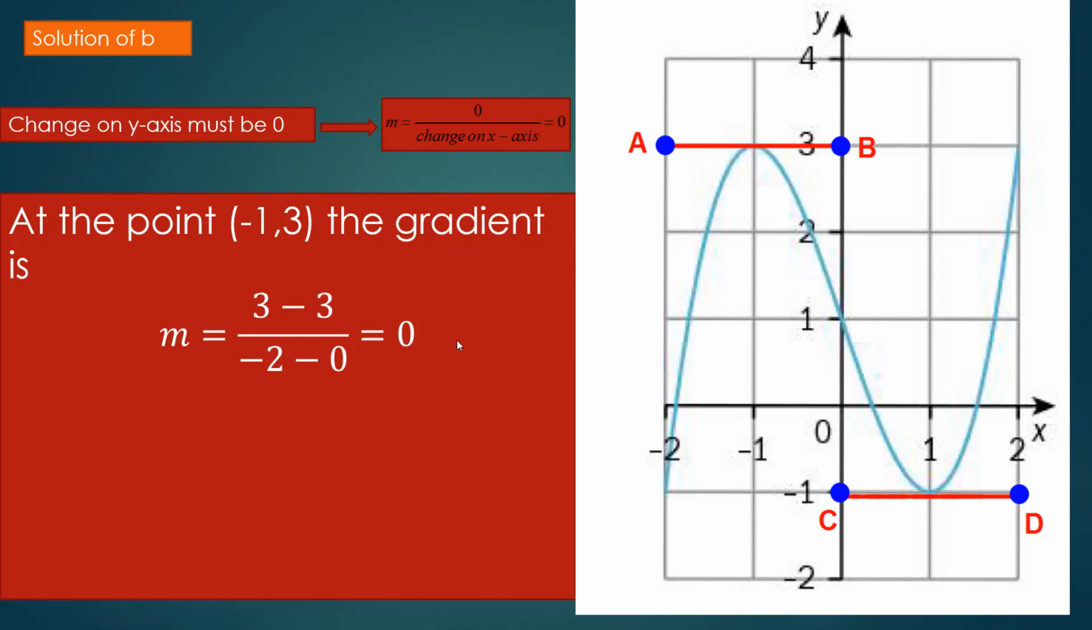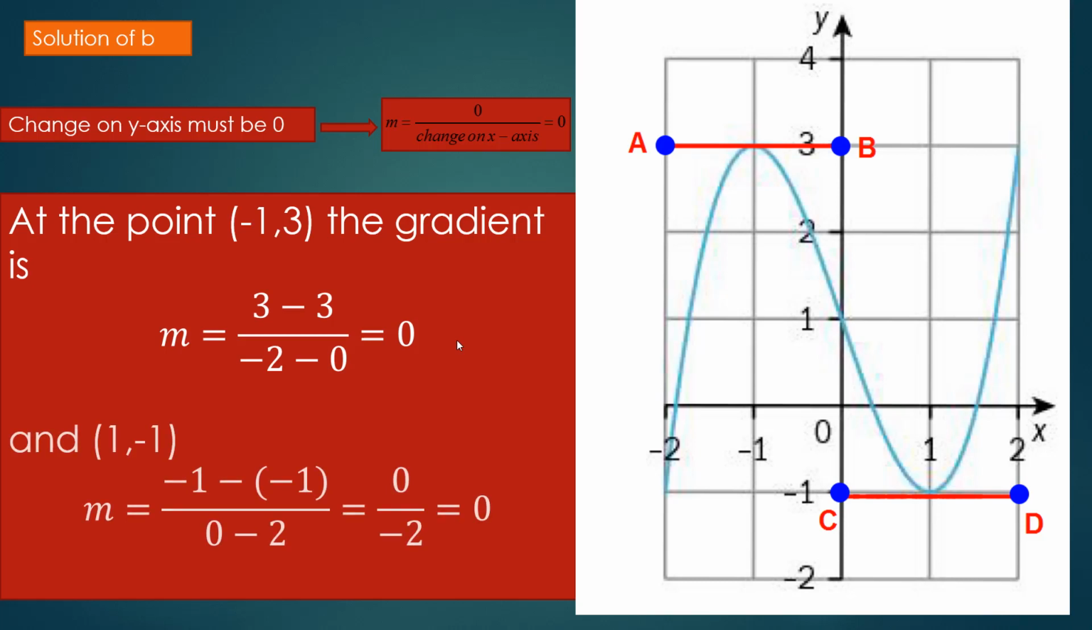Again, in the same logic, we can draw another horizontal line at the point x is equal to 1, at the point 1, minus 1. So if you take any 2 points around the point 1, minus 1, we can take the points C and D. The coordinates of point C are 0, minus 1, and the coordinates of point D are 2, minus 1. If we do the ratio, y2 minus y1 over x2 minus x1, we see that it will be 0 over minus 2 equal to 0.